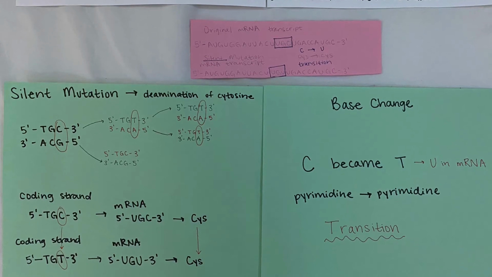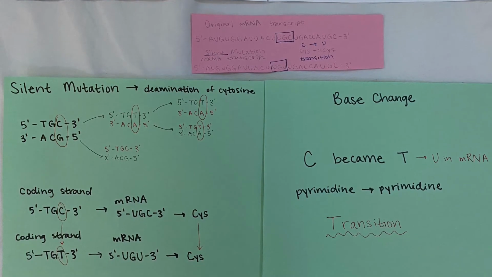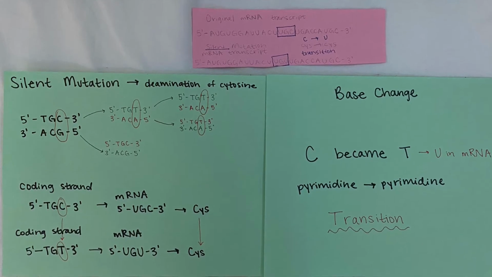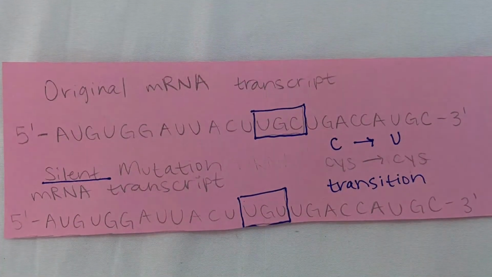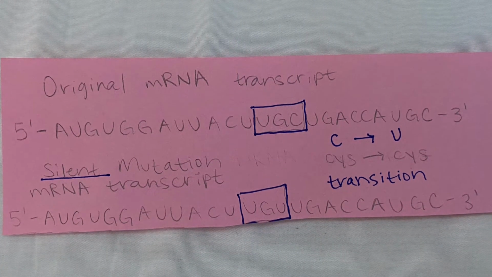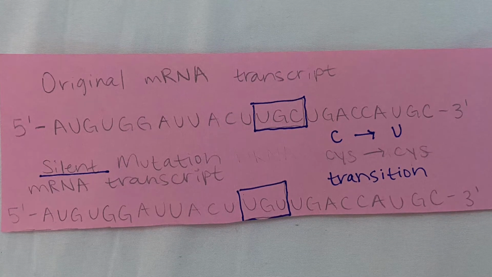After deamination, there will be a different codon in the mRNA transcript, but the same amino acid is coded for. In the mRNA, the previous cytosine is now uracil. UGC and UGU both result in the amino acid cysteine.